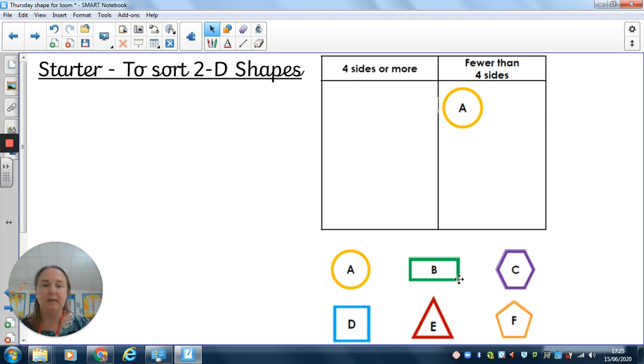Right, this time it's your turn. We're going to do B here, our oblong or rectangle. Can you point to which column I should put it in? Should I put it in this one or this one? Point to the screen now. Okay, so our rectangle has 1, 2, 3, 4 sides. So it's going to go in this section because it has 4 or more sides. Let's look at C. Have a look at the shape, count how many sides it has, and then point to the section it should go.